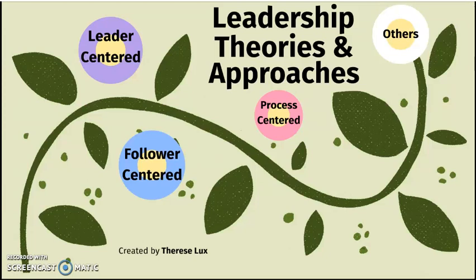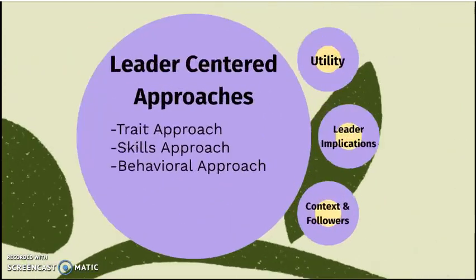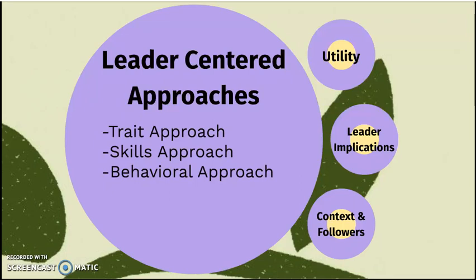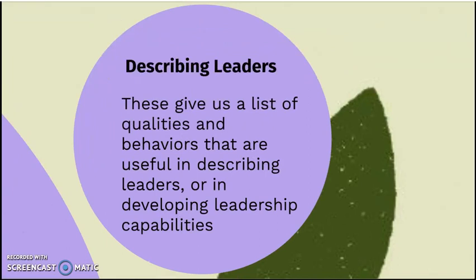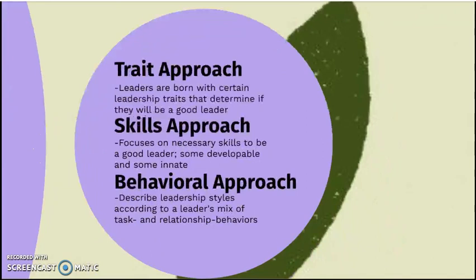First, we will look at the leader-centered approaches. These include the trait approach, the skills approach, and the behavioral approach. We will look at their utility, leader implications, and context and followers. The utility of these approaches is that they give us a list of qualities and behaviors that are useful in describing leaders, or that we can develop to improve our own leadership capabilities.